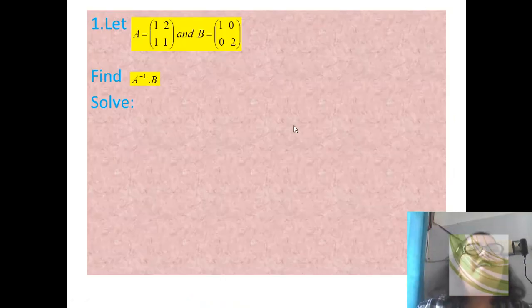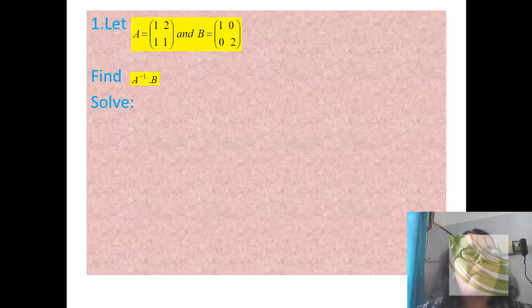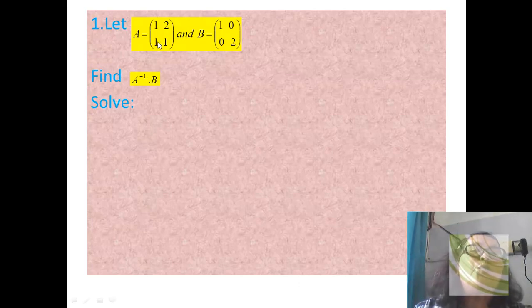Number 1. The topic of number 1 is about matrices. Let A equal the matrix with rows 1, 2 and 1, 1, and B equal the matrix with rows 1, 0 and 0, 2. Find A inverse times B. Let us solve it.